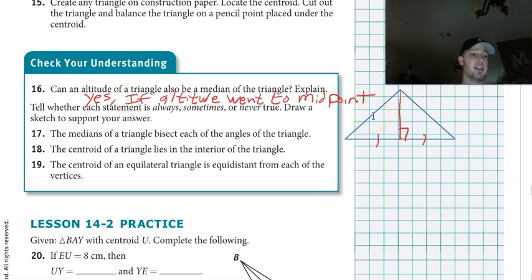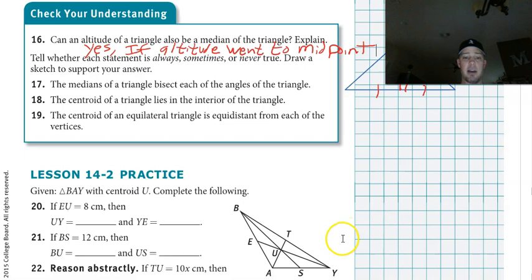Okay, for questions 17, 18, and 19, it was just determine whether these statements are always, sometimes, or never true. Draw sketches to support our answers. So the medians of a triangle bisect each of the angles of a triangle. So do medians bisect the angles? Well, it kind of looks like they do. So definitely sometimes, like in this example, it cuts this exactly into two congruent angles. So it's at least sometimes. It's not going to be never. But is it always true? This example kind of looks like the angles are bisected.